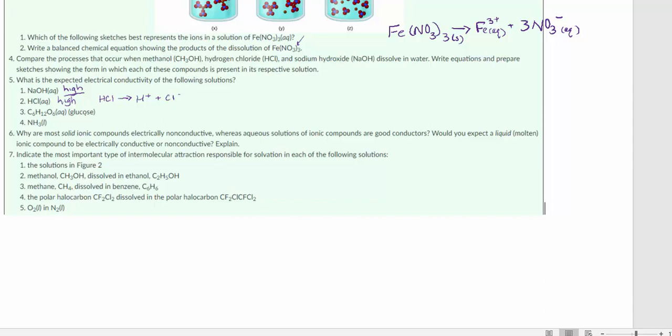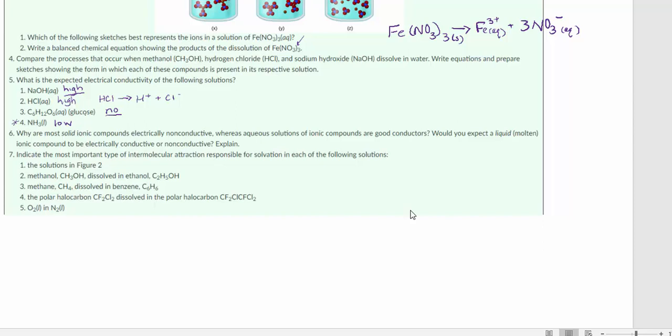Glucose, I expect no conductivity for a glucose molecule. A glucose molecule is a covalently bonded molecule and it does not ionize water. For ammonia, I expect low conductivity. Ammonia is one of our weak bases, and we'll work a lot with ammonia in a later module. And finally, we'll indicate the most important type of intermolecular attraction responsible for solvation for each of the following.